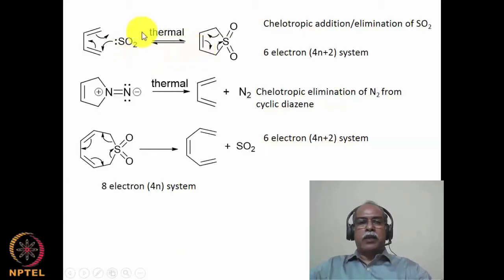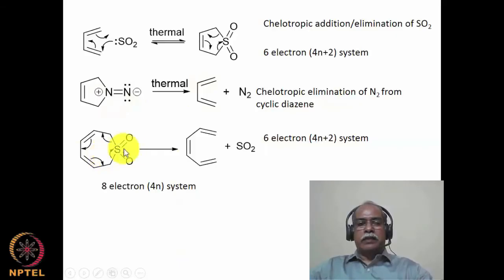It is possible in the forward direction if you have a high pressure of sulfur dioxide. The reverse reaction is possible at high temperature with continuous removal of the sulfur dioxide. The equilibrium can be shifted in the forward direction using high pressure of sulfur dioxide, and in the reverse direction by the continuous removal of sulfur dioxide that is formed. Unlike the top reaction, the nitrogen extrusion reaction is not a reversible reaction. Nitrogen, once it is formed, is unreactive. It does not further react with the butadiene to give back the starting material.